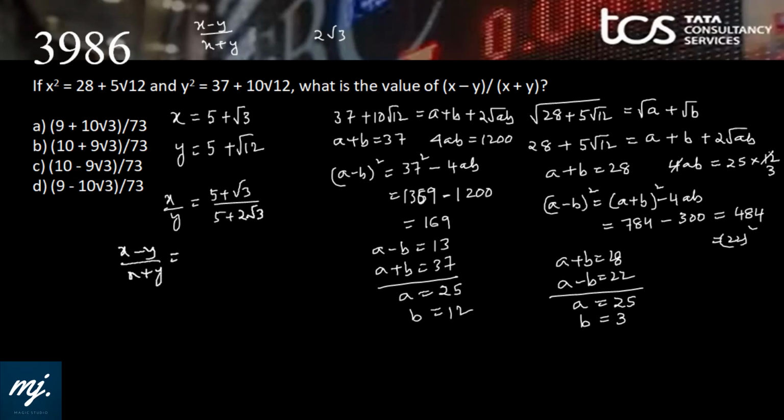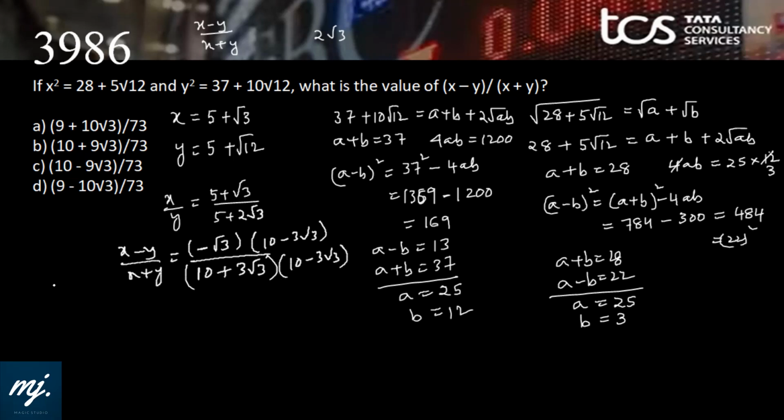X minus Y. 5 minus 5 gone. 3 minus 2 root 3 will give me minus root 3 upon, we need to add, 5 plus 5 is 10 plus 3 root 3. Now we need to rationalize. Rationalize with 10 minus 3 root 3 and multiply the denominator by 10 minus 3 root 3.